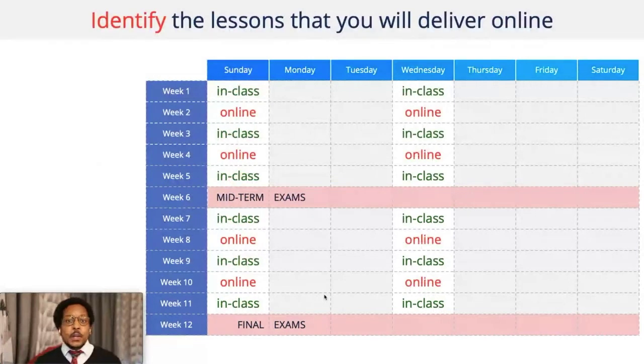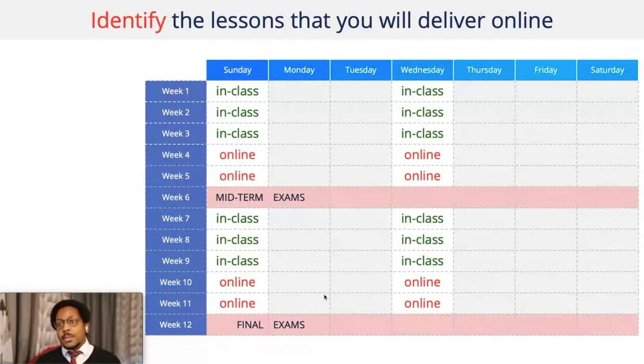Now, for some people, they may not want to have a 50-50% split. They may want to have more of the classes face-to-face and less online. So here's an example of a 60-40 split. You have the entire first week in class, and then the entire second week is online, and then the entire third week is in class, and so on. So that's one option.